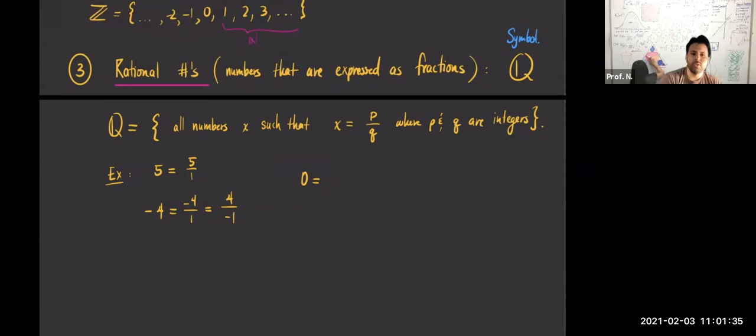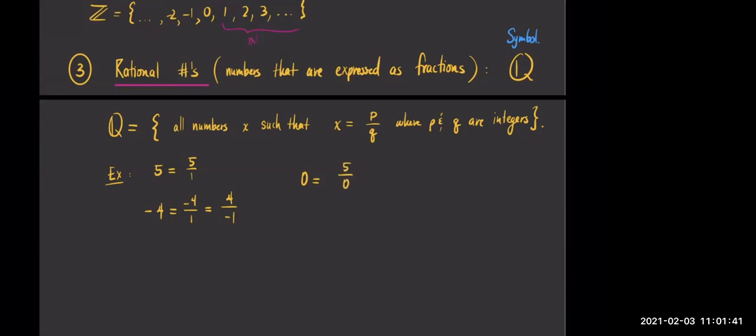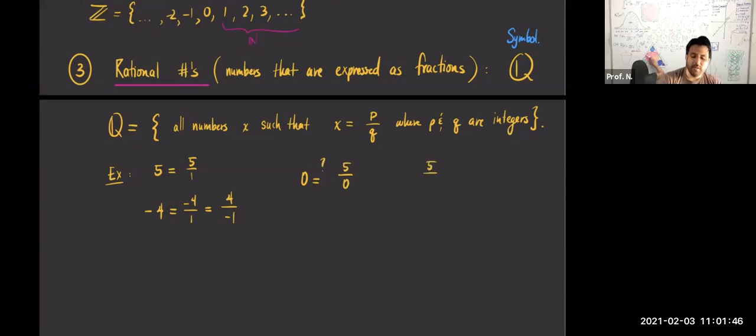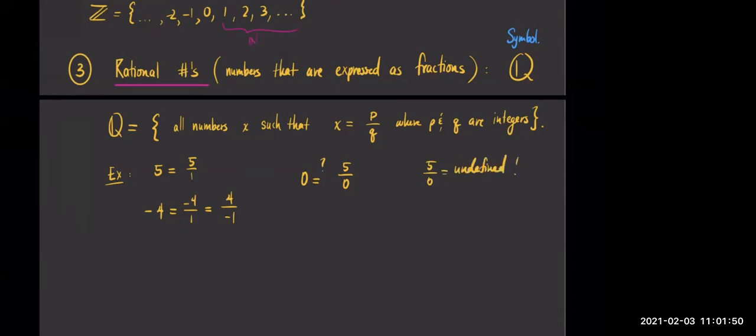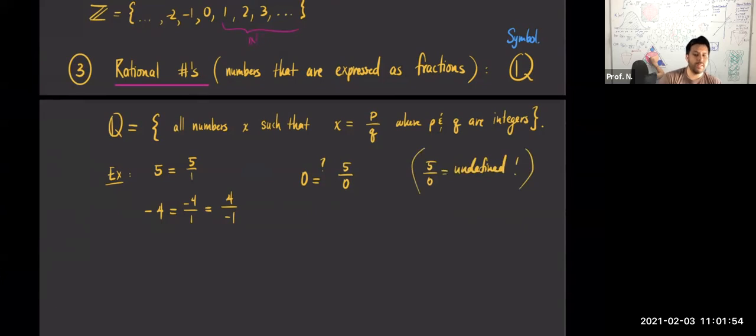So, okay, Jalen says 5 over 0. Is 5 divided by 0 equal to 0? No. Be careful, guys. 5 over 0 is undefined. We're going to be talking about this later, but whenever you divide by a 0, it's undefined. So actually 0 is no good.